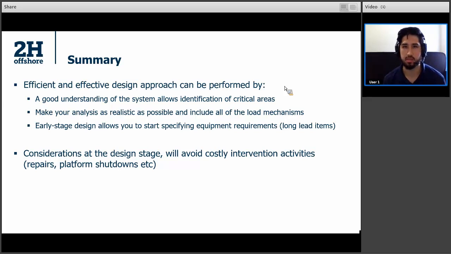It allows you to start specifying long lead items, start specifying equipment requirements, and starting to engage with vendors. And consideration of those at the design stage can also, obviously, avoid costly intervention activities down the line, such as repairs and shutdowns.